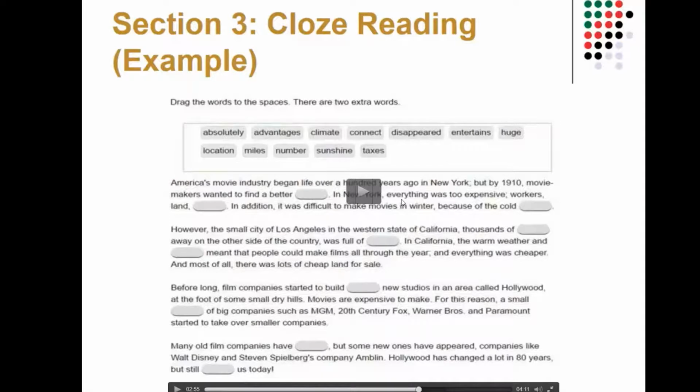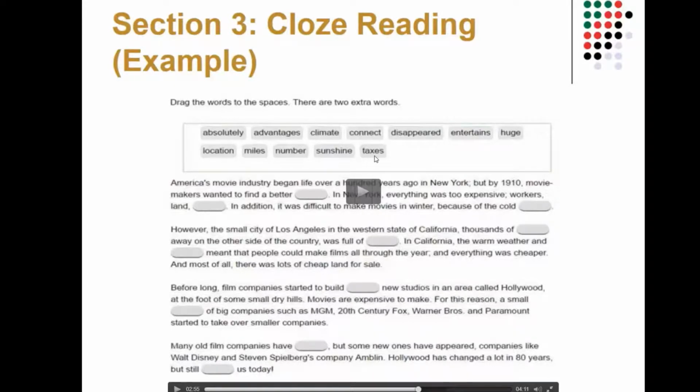What about next one? In New York, everything was too expensive. Like what? For example, workers. Too expensive. Workers, land, and what else? What do you say here? And this was difficult to make movies in winter because of the cold climate. Last one would be climate. So what about land? And what was expensive? What do you think? Everything was too expensive. Workers, land, and what?